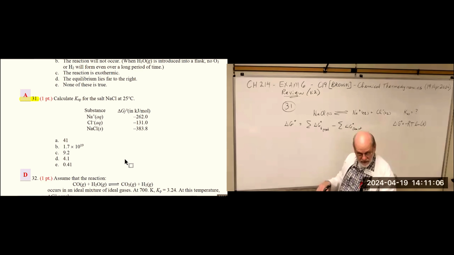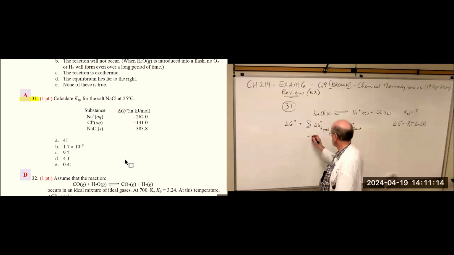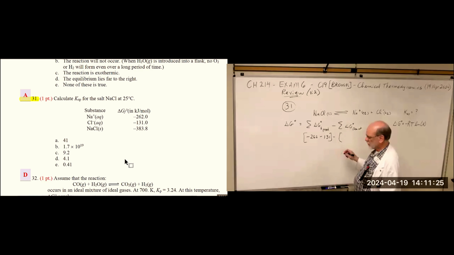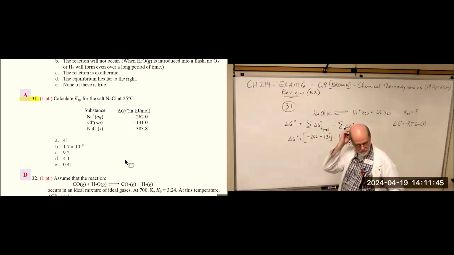All right, so from the data we have, we need products. So we have sodium and chlorine, minus 262, and then the other one is minus 131. And then minus, what's the reactant? Minus 383.8. And this is in kilojoules. Yeah, these are in kilojoules. Okay, let's see what that number is, and that's equal to delta G0.